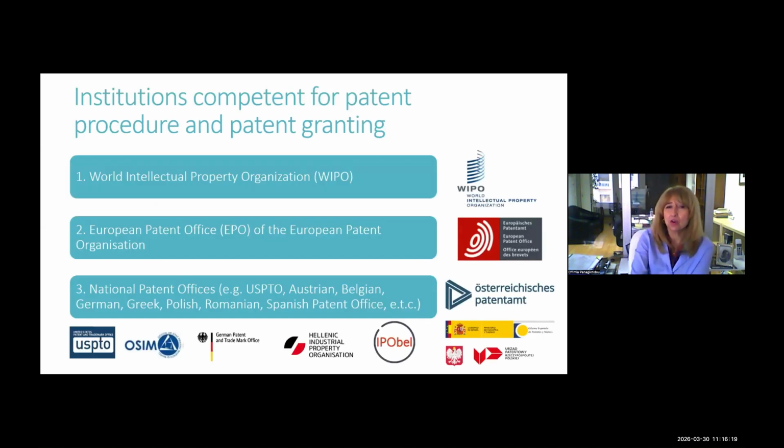Here are the institutions competent for grant procedure and patent granting. First of all is the WIPO, the World Intellectual Property Organization. Here you see the logos, okay? The second is the European Patent Office of the European Patent Organization. Here is the logo. And then we have the national patent offices, as the USPTO, the United States Patent and Trademark Office, the Austrian, the Belgian, the German, the Greek, the Polish, the Romanian, the Spanish Patent Office, etc. Here you see all the logos.